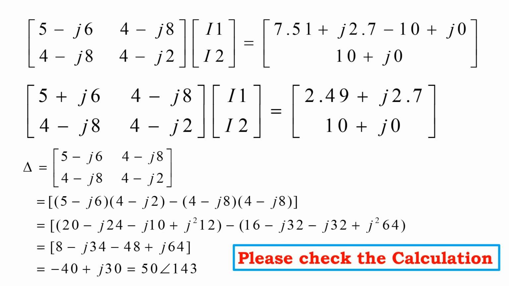First I find the delta. Delta is the determinant of the Z matrix: 5 minus j6, 4 minus j8, 4 minus j8, 4 minus j2. So find the determinant. I have given the full detailed calculations in this slide, so please check it out. Once all the values are okay, then I got the value in rectangular format.